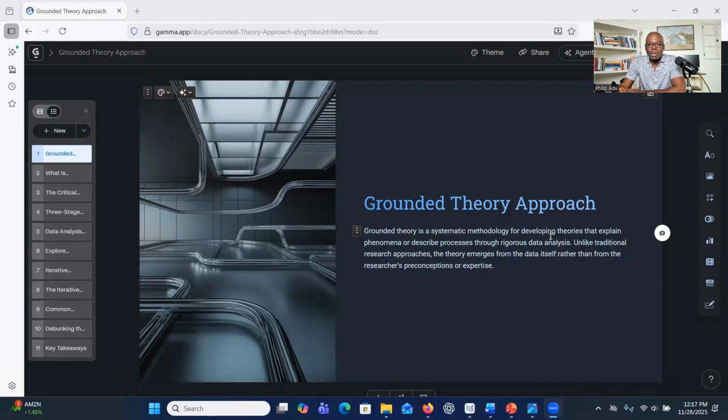But this time, I'm going to use Gemini to help to make sense of our data, right? So Gemini is an AI tool that you can use, developed by Google. So let's get started.